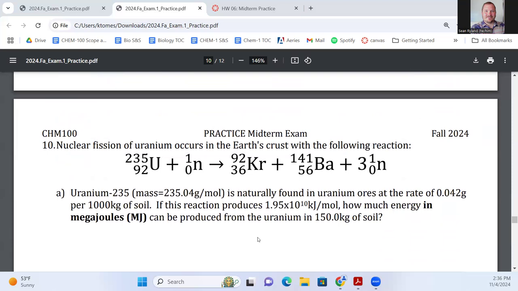you don't know what you're looking at. Does that matter for this one? Do we actually need to know what kind of reaction this is? Does the reaction matter whatsoever? No, because it just says uranium-235 is naturally found in a certain concentration. How much energy could be produced based on all these numbers? So it doesn't matter what the balanced reaction is. All that matters is that you have a certain amount of uranium and a certain amount of soil. How much energy are you going to get out of that uranium?